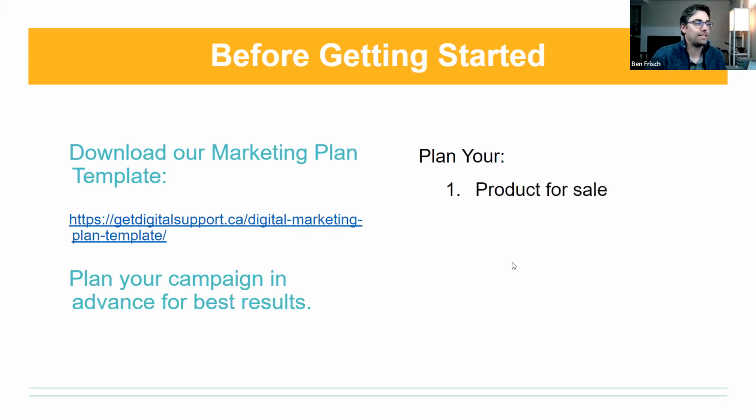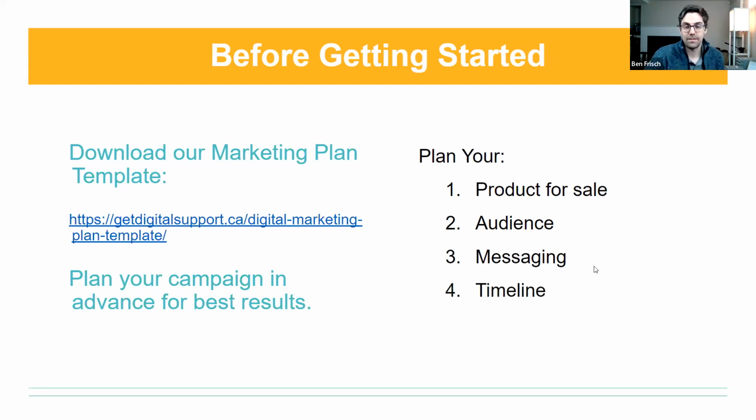So what this plan template will allow you to do is plan which product you're selling, right? A lot of people don't think about that. Like, what actually am I trying to sell? What audience are you going to be targeting? The messaging that you're going to be using, as well as your timeline, when you want to start and stop this campaign, and your budget. So again, all these things are really important to think about before you get into Google Ads, so that you're not rushing it and overlooking some very important elements.